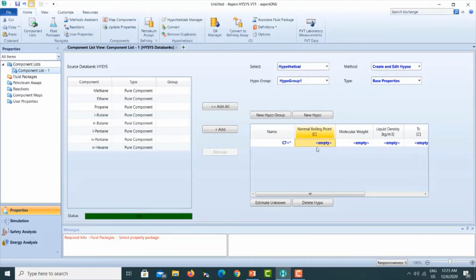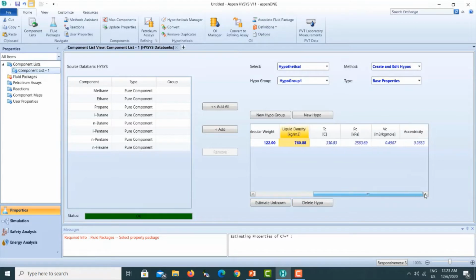What information do we have for the hypothetical component? The molecular weight, which is 122, and also the liquid density in pound per feet cube. Either you can go back and change the unit, or you can just use the unit conversion here. The density that we have is 47.45. We change that here from pound per feet cube, and it will automatically change the density and show up here. These are the two pieces of information that we know. The rest we let Aspen HYSYS estimate, so we click on estimate unknowns, and the remaining properties will be estimated.